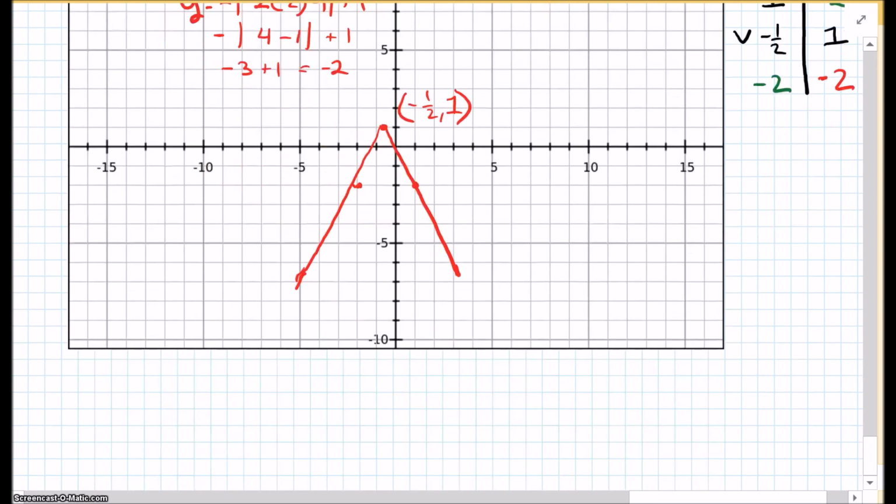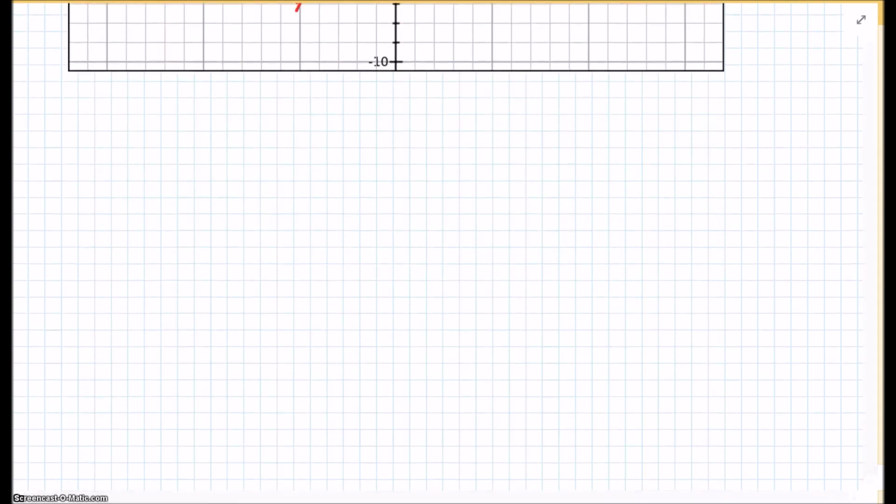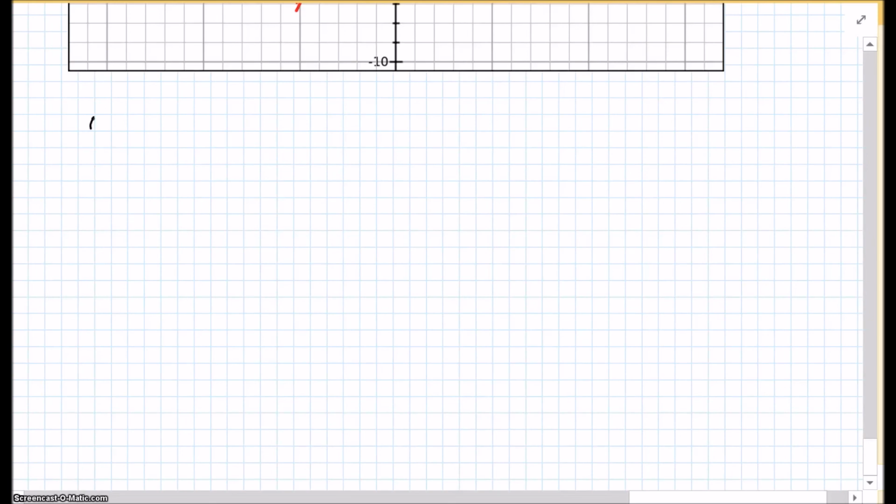Okay, moving on. Number 61 says, what is the vertex of y equals the absolute value of x minus 5?